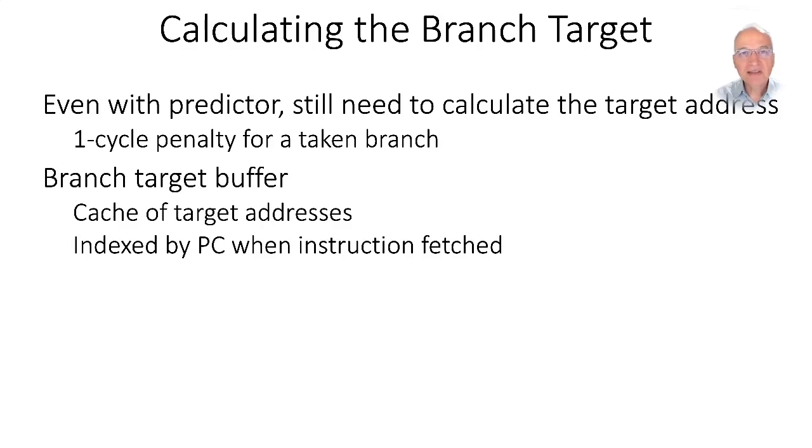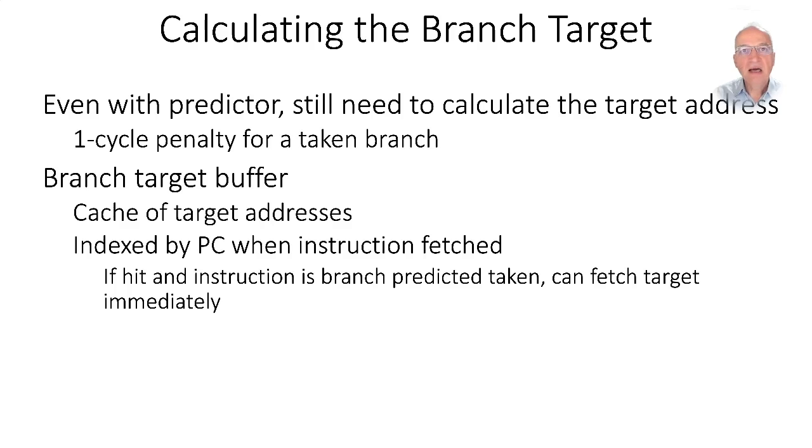So I will index this branch target buffer by the address of the program counter, actually some bits of the address of the program counter, and I will go and check this buffer if I make a prediction that the branch is taken. So if I predict that the branch is taken, I get the target address from this buffer, and I fetch instructions from that target address.